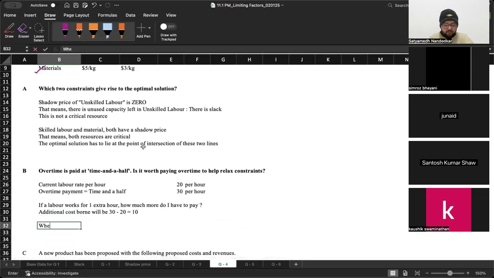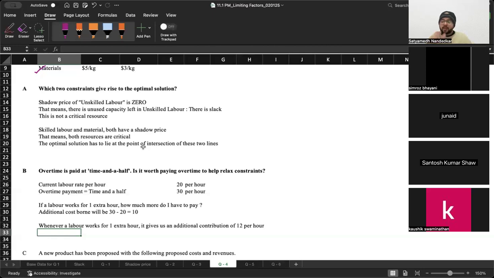ठीक है. Whenever a labor works for 1 extra hour, it gives us an additional contribution. ठीक है. It gives us an additional contribution of 12 per hour.